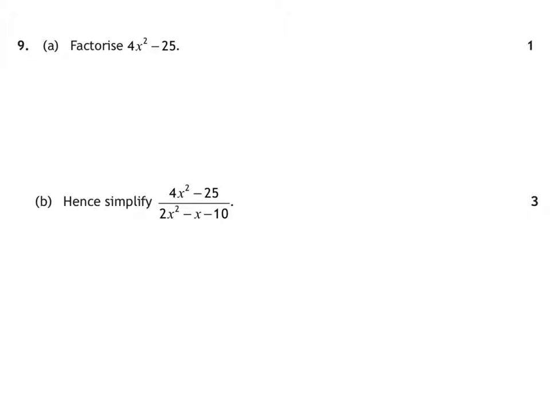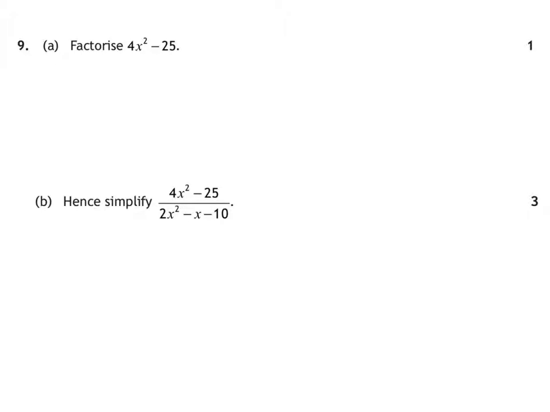Okay, let's go through our list. Do we have a common factor? Look at our numbers. We've got 4 and 25. There's nothing that divides both of them. We have an x there. We've got no x's here, so there's no common factor.